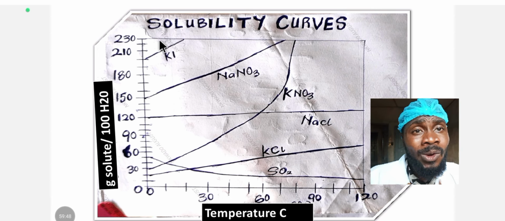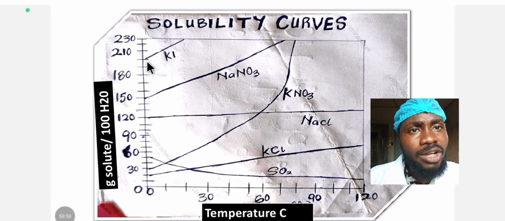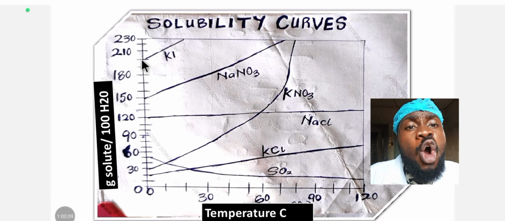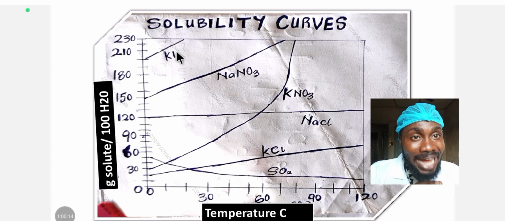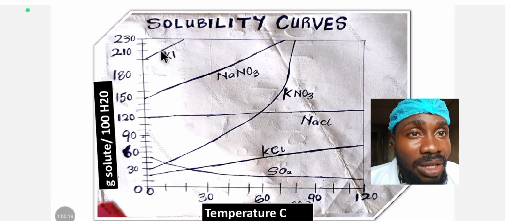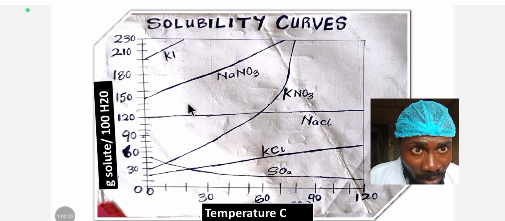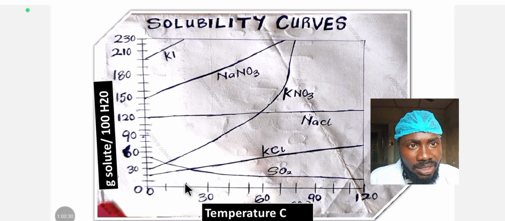Now let's look at this one. This one is 180, this one is 190, this one is 200, this one is 210. So at the 200 mark, this one is potassium iodide salt. It means that 200 cubic decimeter of potassium iodide salt dissolved in water at what temperature? Let's plot it to get the temperature. This is the mark where it stopped. Now we trace it down here. The first one here is 10, this one is 20, this one is 30.